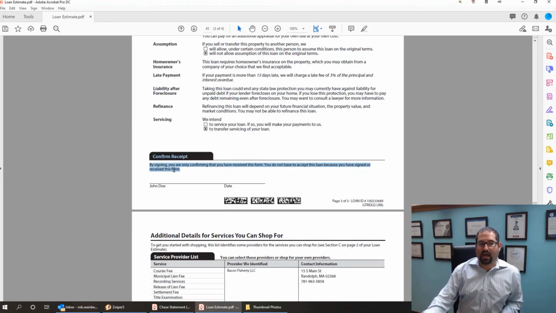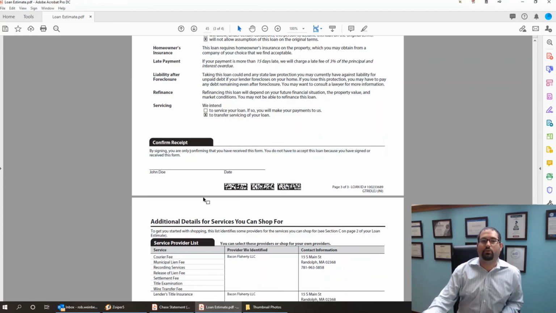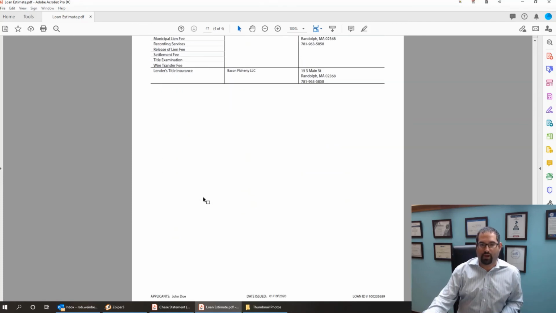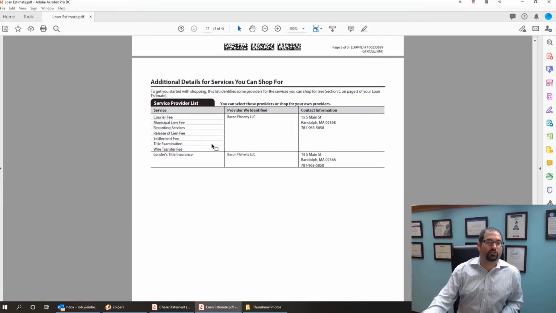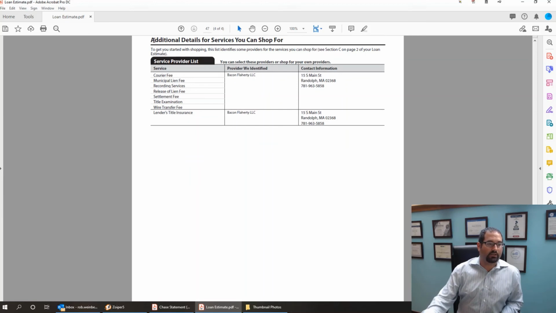And when you actually sign this loan disclosure, the loan estimate here, you're just confirming receipt. Okay, this is not a contract. Like it says here, you do not have to accept this loan because you've received this form. It's just confirming that you got it for disclosure purposes, for RESPA purposes.